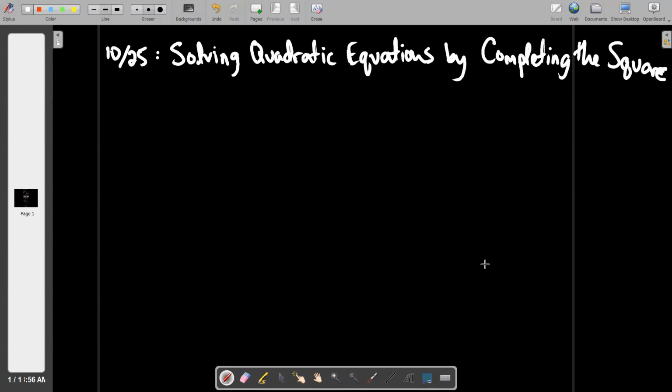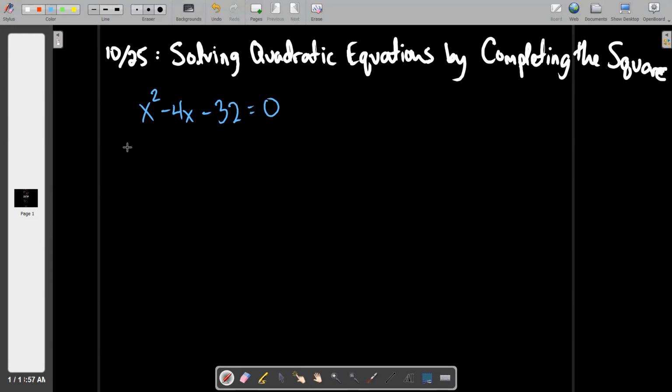A little goblin took over my pen, but you know how to spell square, so it's all good, even if you can't read that. So what we know well at this point is how to solve quadratic equations if they're factorable. An example of solving by factoring would be x squared minus 4x minus 32 equals 0.